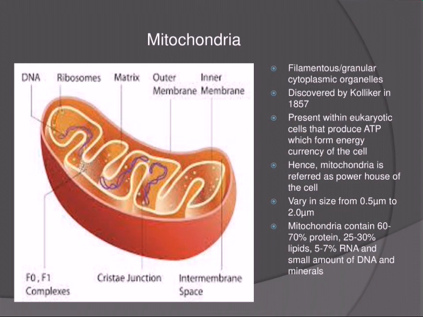Mitochondria are organelles present within eukaryotic cells. Eukaryotic cells means a cell with nucleus. There are certain organisms which have prokaryotic cells. Prokaryotic cells means a cell without nucleus. But in plants, all cells carry a nucleus. So plants and animals generally have eukaryotic cells. So mitochondria are present within eukaryotic cells and produce ATP, which forms the energy currency of the cell.